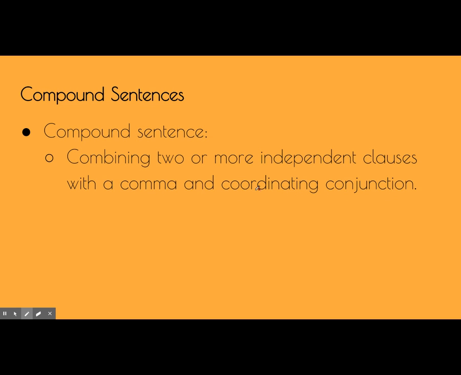Okay, let's break that down a little bit. So we're combining, we're bringing things together, and it's two or more ideas, right? So we need at least two. So we're combining two, right? And then we have independent clauses. Remember, that's the same thing as a sentence. I'll try and write it out here. Writing with this is a little bit difficult, but I'll write it out anyway. So an independent clause is the same thing as a sentence. So we're combining two or more sentences with a comma and one of those FANBOYS words.